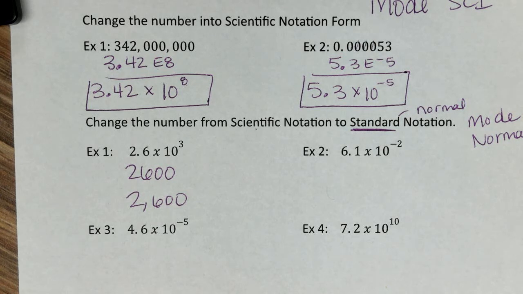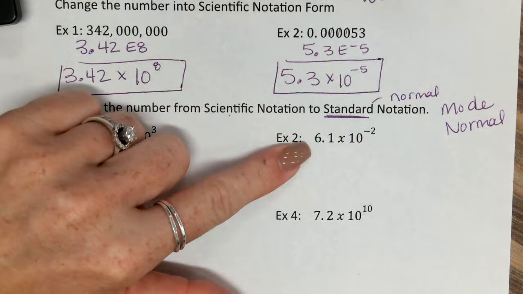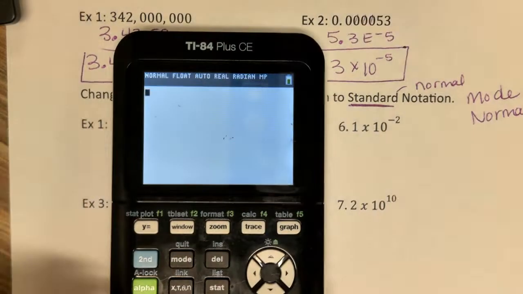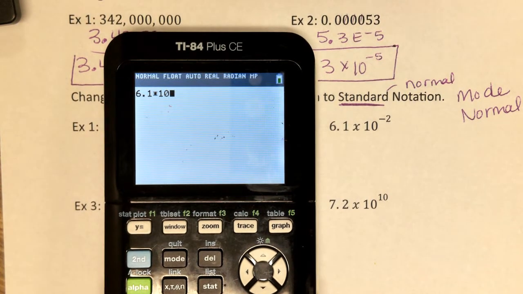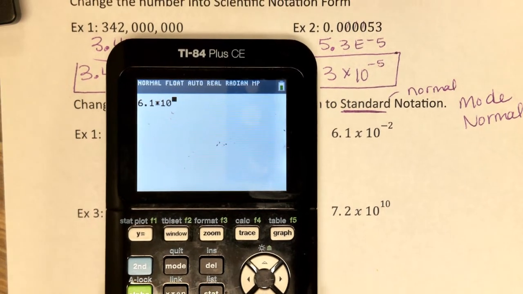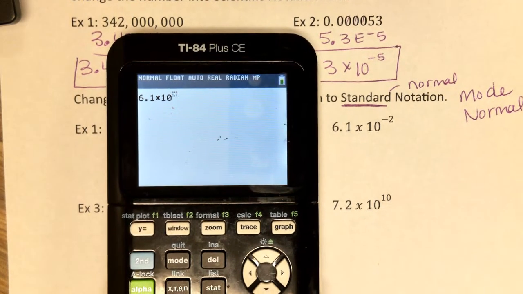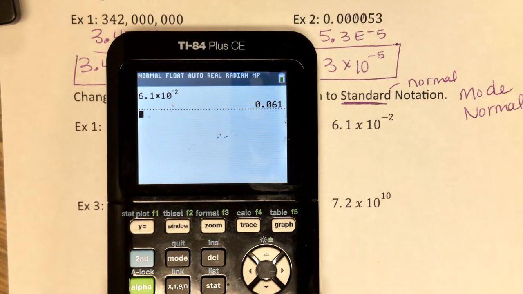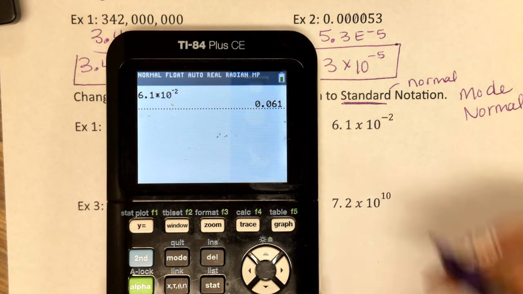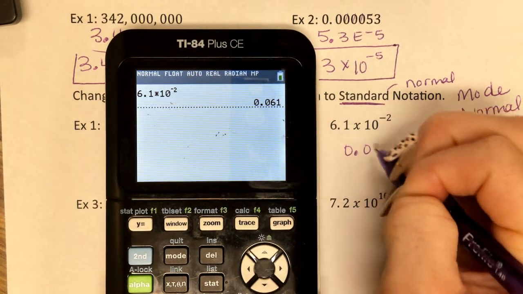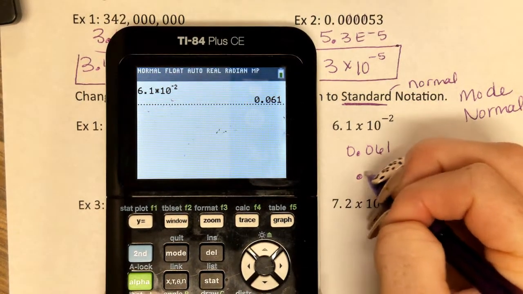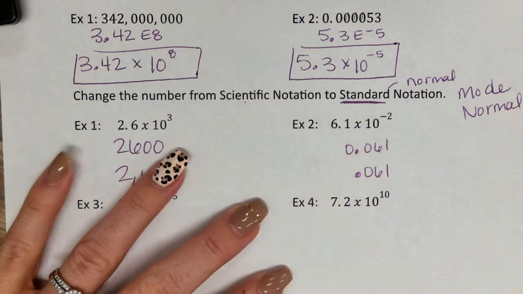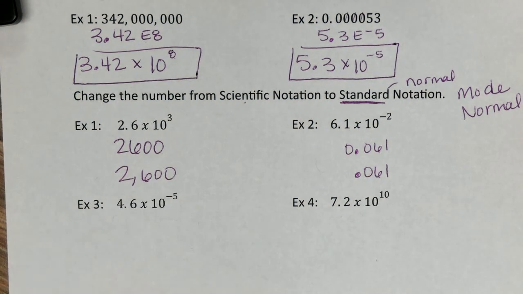All right, let's do the next one. Let's type in 6.1 times 10 exponent. And am I going to put in a minus 2 or a negative 2? Make sure you're hitting that negative 2. And my answer is 0.061. Is that the same thing as .061? Are these the same? Yes. They are the same.